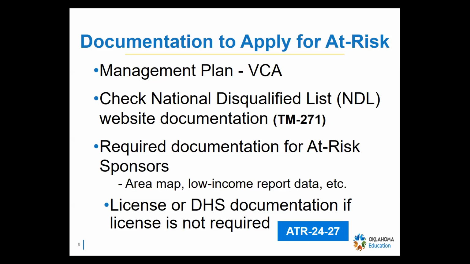What's also required for at-risk sponsors is you have to have an area map or a low-income report for any sites that you have. If you're at a school district, we just use the low income report. We don't need an area map. But if you are a sponsor or if you just have a location, you're not a school district, you do have to give us a map.